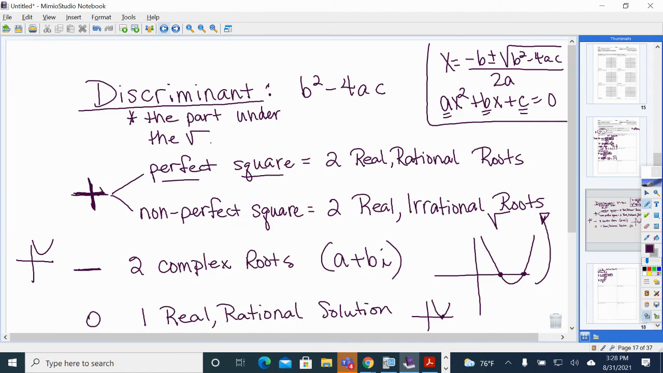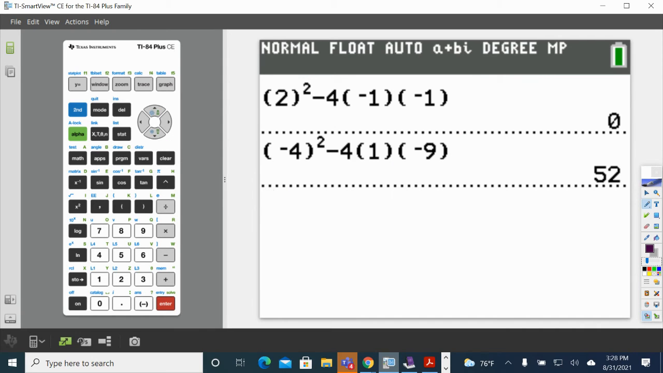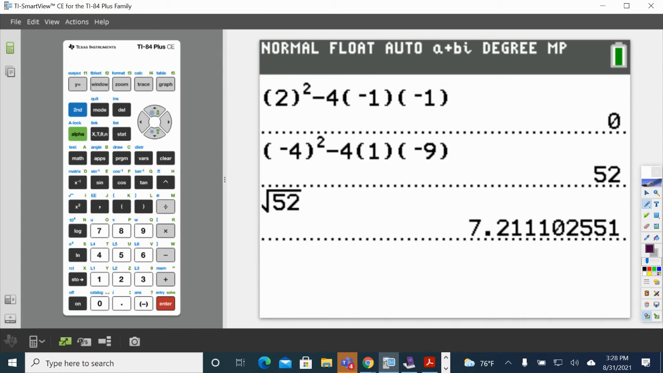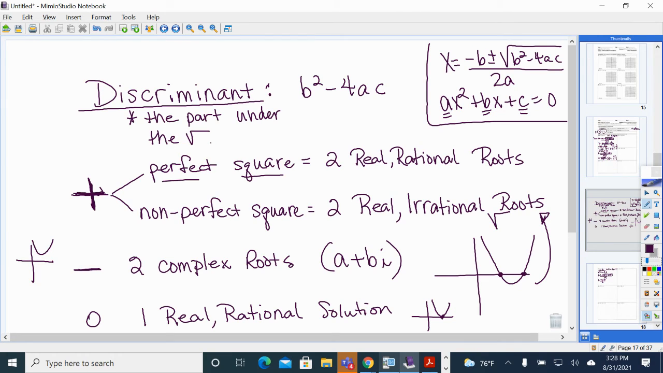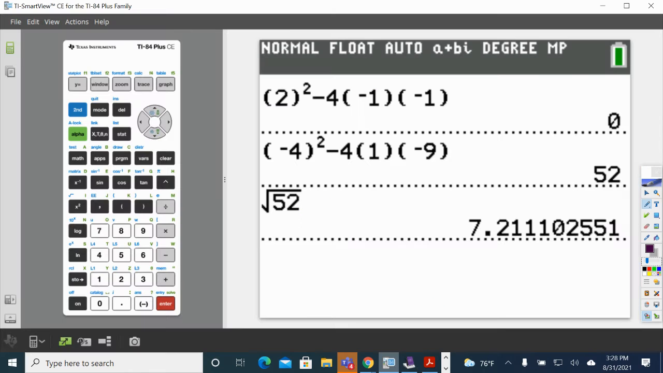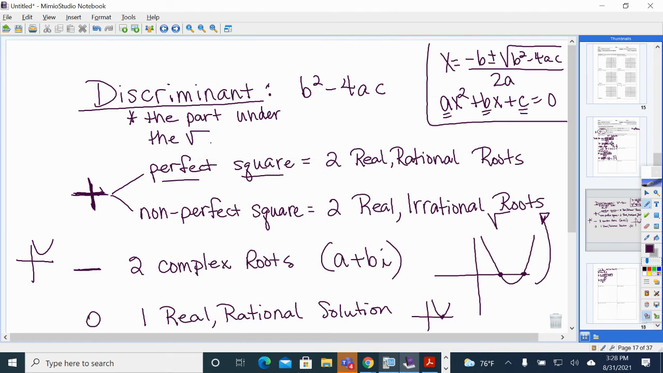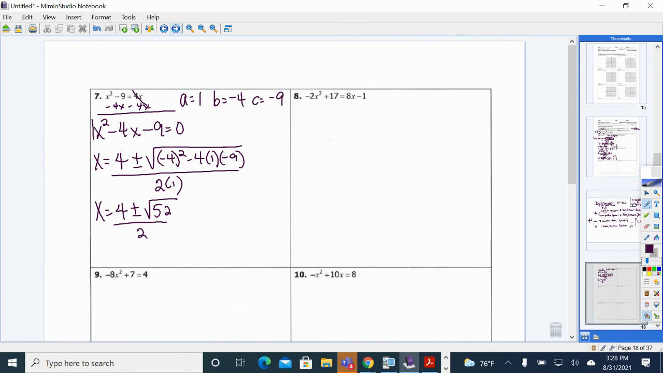Go back to your notes, though. What happens if it's non-perfect? Now, I'm telling you right now, it's not perfect. 52 is not a perfect square. If you don't know that, try to take the square root of it. It gives you a nice long decimal. That is an irrational number. So it is a non-perfect square. I have 2 real irrational roots, which again means you're going to have radicals in your answer. So what am I going to do with that? Your answer is not okay in this form.